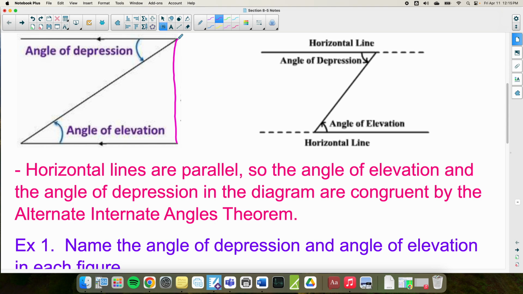Here's the deal. I've been teaching this stuff for 30 years. Kids get problems with angle of depression wrong because they put it in the wrong spot. So what I tell kids is, no matter if they say angle of depression or angle of elevation, we're always going to put it right here. Okay? So don't even worry about it. We're putting it right here in that triangle.